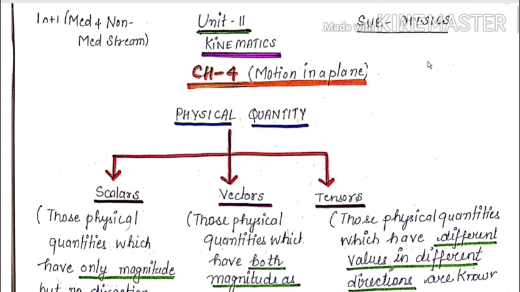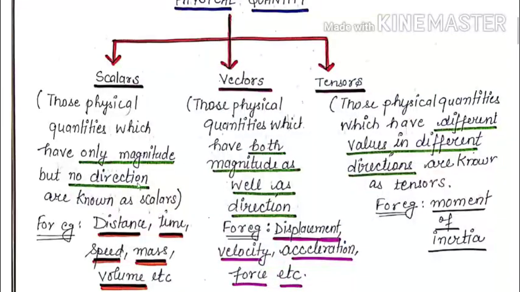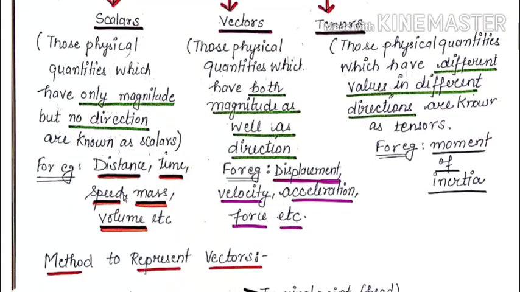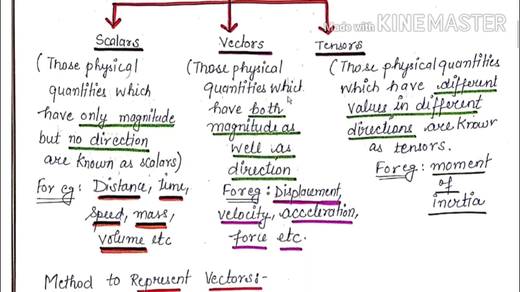Today we are going to discuss kinematics and its basic properties. Physical quantities are of three types: scalars, vectors and tensors. Scalars are those which have only magnitude but no direction, for example distance, time, speed, mass, volume, etc. Vectors are those which have both magnitude as well as direction, for example displacement, velocity, force, acceleration, etc. And tensors are those physical quantities which have different values in different directions. For example, moment of inertia. About moment of inertia we'll read in the chapter on rotational motion.